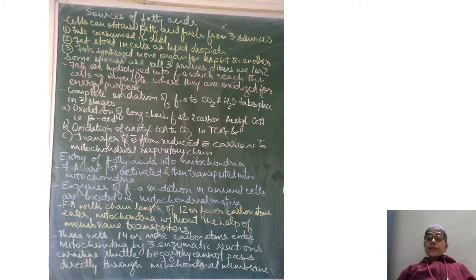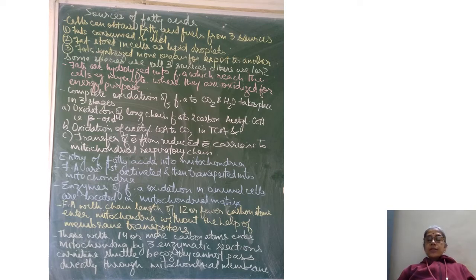And the third is fat synthesized in one tissue or organ and transported to another where it is utilized for energy purpose. Some species of organisms use all three sources of fatty acids. Others use one or two. Fats are hydrolyzed into fatty acids which reach the cell where they are utilized for energy purpose. For example, myocyte.